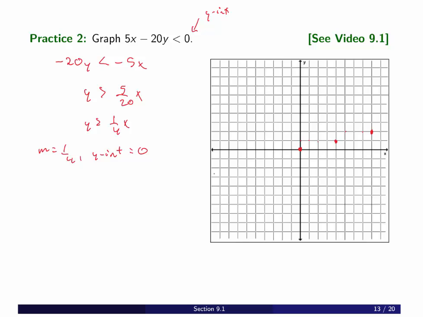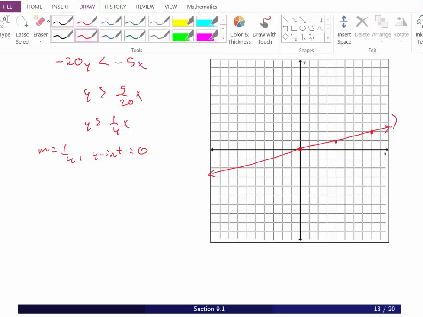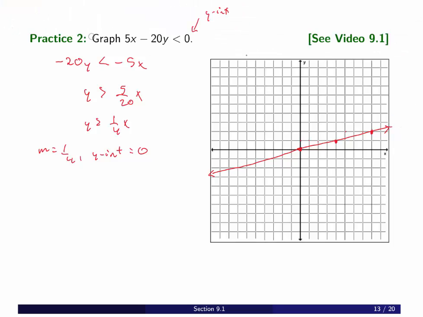So you're going to have this. Oh, geez, I struggle at graphing with this program. You're going to have this lovely line. Now all you have to do is find the solution region. So this is graphing the boundary. Remember, that's step one. Now you're going to find the solution region.